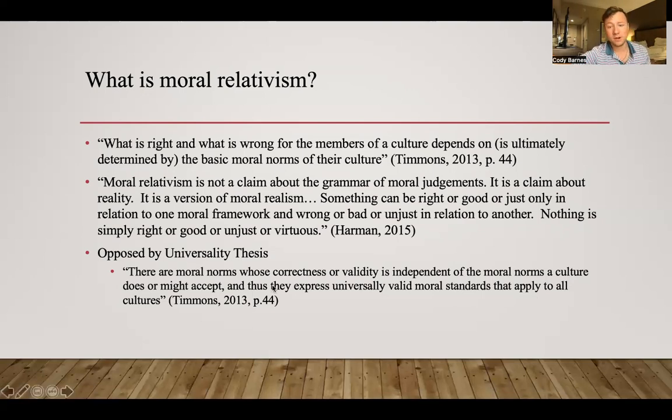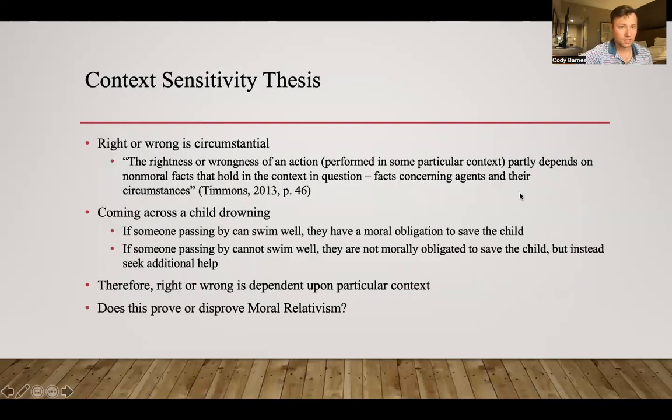So, there are a lot of people that support moral relativism, but there are a lot that negate it also. One thing that opposes moral relativism is the universality thesis, basically stating that there are universally valid moral standards that apply to all cultures. Now, this is completely opposing moral relativism, as it would state that there are no valid moral standards that apply to all cultures. So, moral relativism goes hand in hand with the context sensitivity thesis, which basically states that right or wrong is circumstantial.